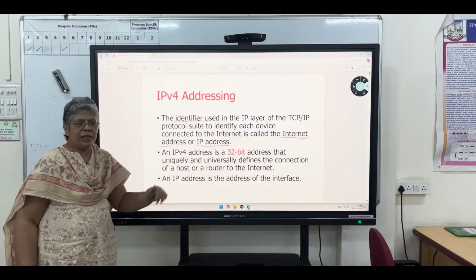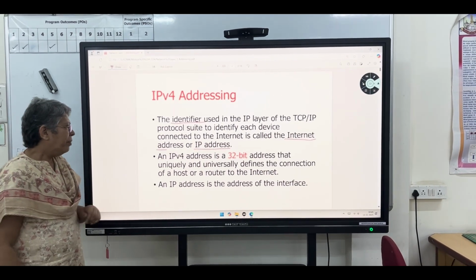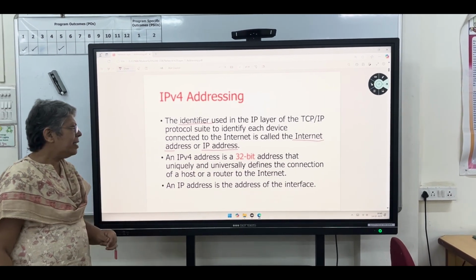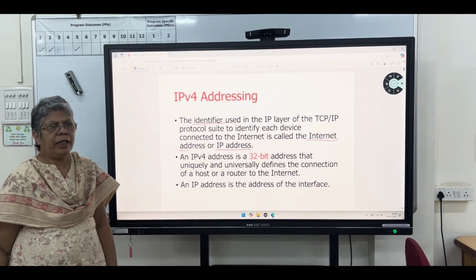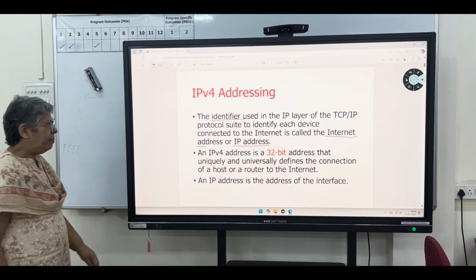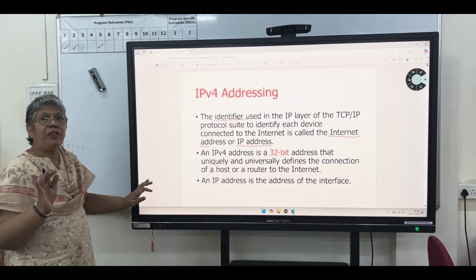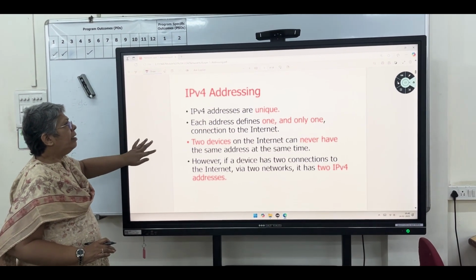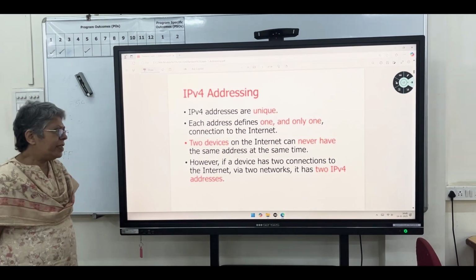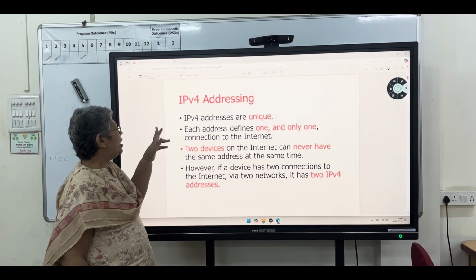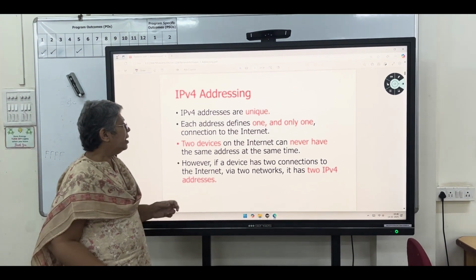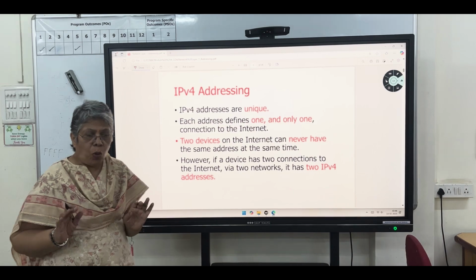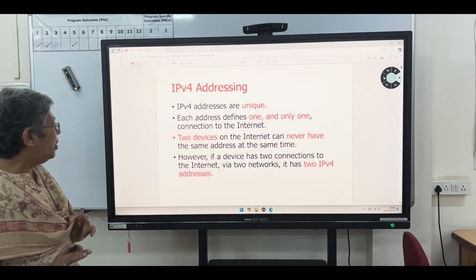An IP version 4 address is a 32-bit address which uniquely and universally defines the connection of a host or a router to the internet. So an IP address is actually the address of the interface. Now we'll see the features of IP addressing. Of the classical addressing, IP version 4 addresses are unique. Each defines one and only one connection to the internet.